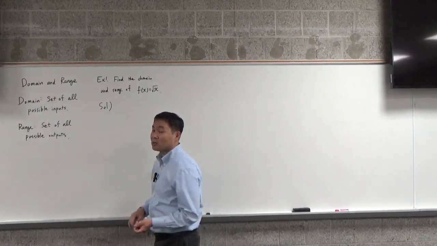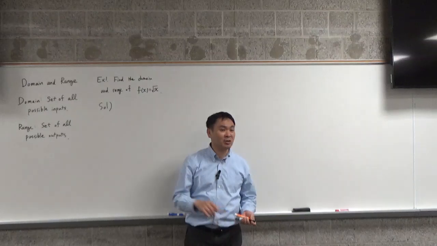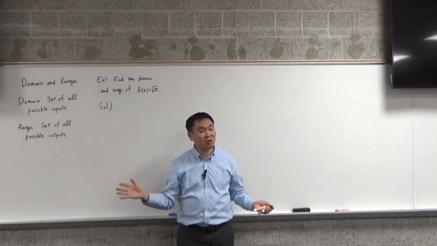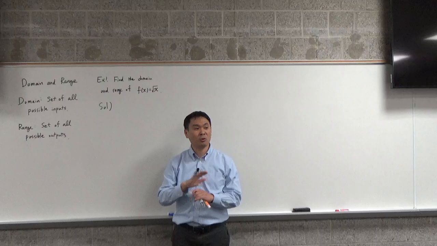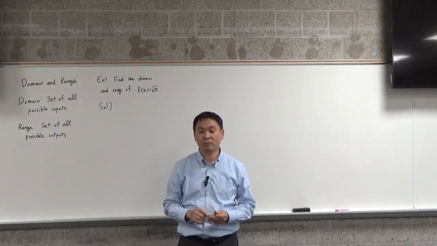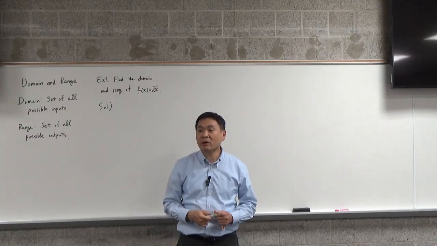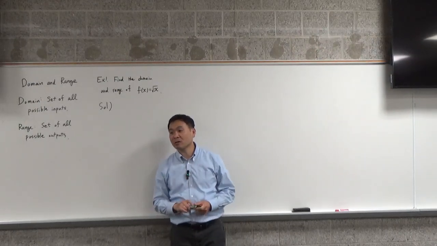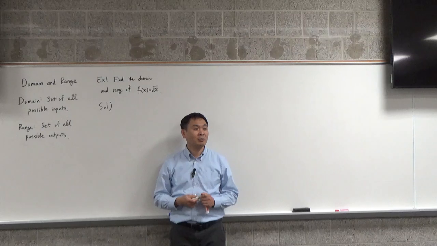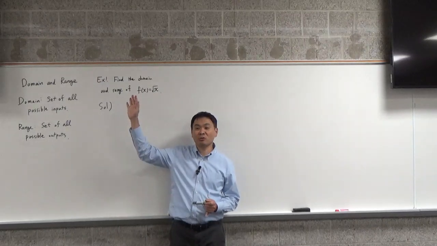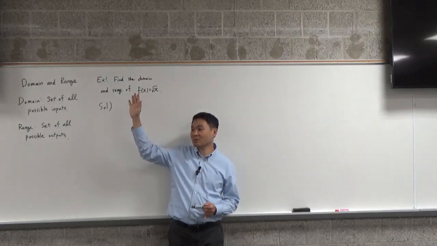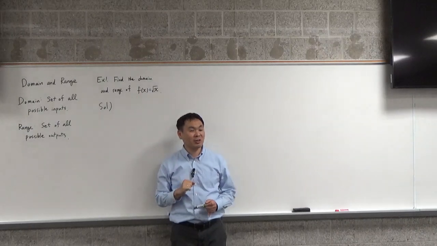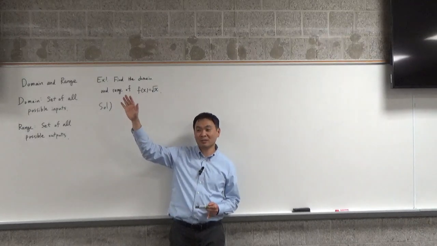So -1 is not okay, or negative anything is not okay. Square root of a negative number gives you a complex number. We don't deal with those kind of functions. Okay, now what about 0? Can you plug in 0 into the square root? What do you think? How many of you think 0 is okay inside the square root? How many of you think you can't plug in 0 inside the square root?